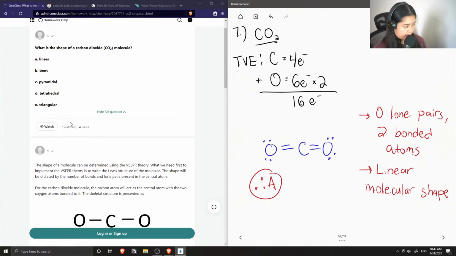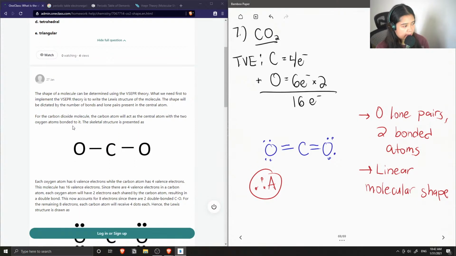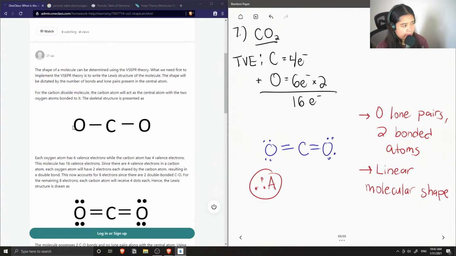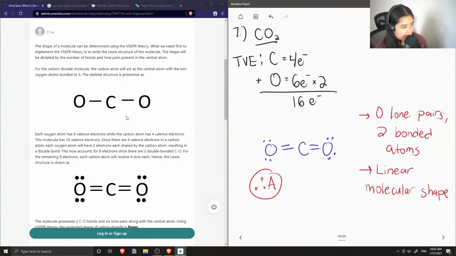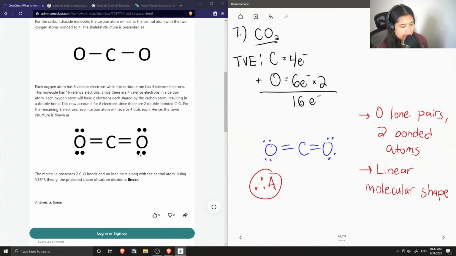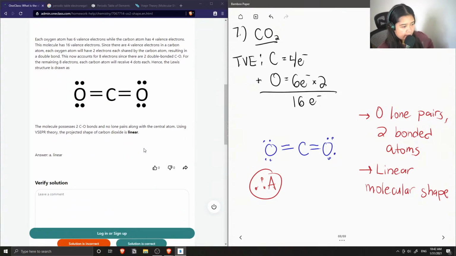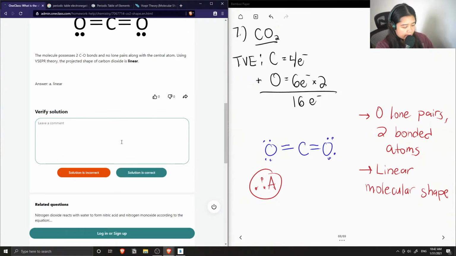And the junior tutor said that the shape of a molecule can be determined using the VSEPR theory. What we need first to implement the VSEPR theory is to write the Lewis structure of the molecule. They have the skeletal structure, and then showed the complete Lewis structure, and found that the molecule was linear. So this solution is correct.